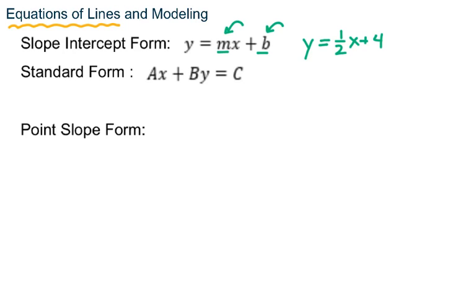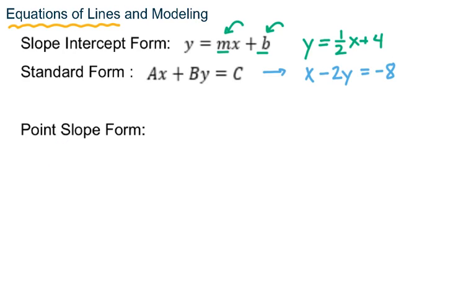Now, standard form, that's the same. That would just be a way of rearranging this. So if I rearranged this, I could say that would be negative 1/2 x plus y equals 4. And if I wanted to get rid of that fraction, I could multiply everything through by negative 2. And then I could say x minus 2y equals negative 8. So what we have here are two equations of lines, and they're actually the same equation, just written in different forms. So the main thing we want to talk about now is point slope form and how that's useful and how that's going to help us.